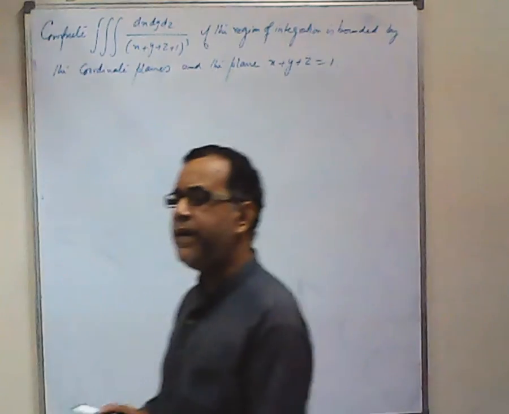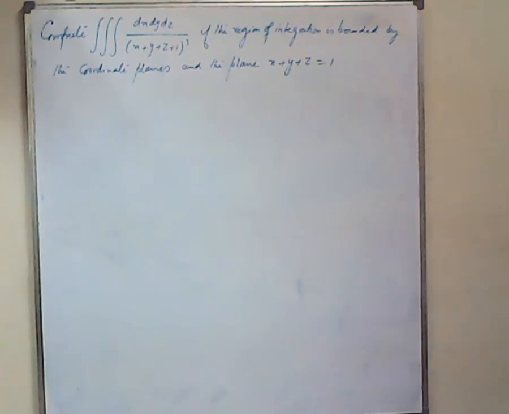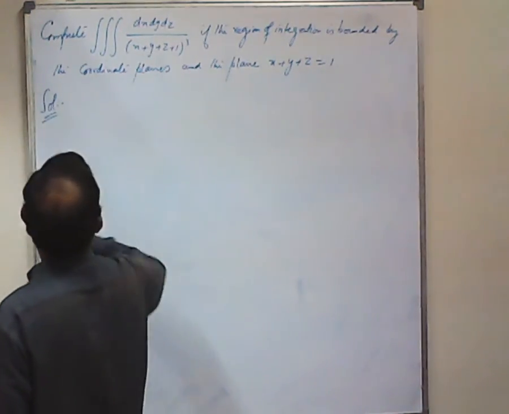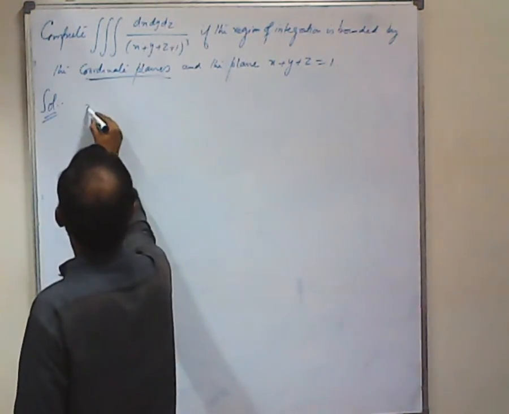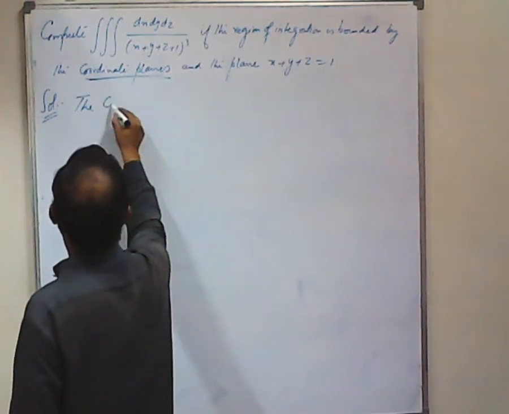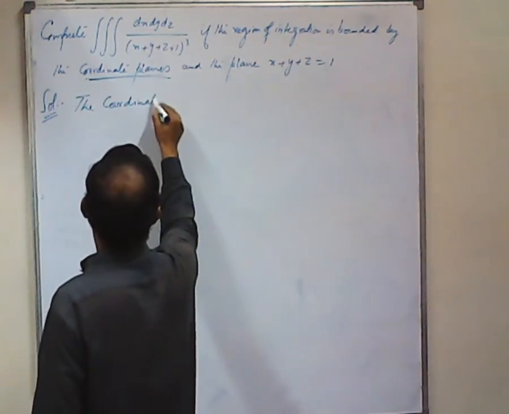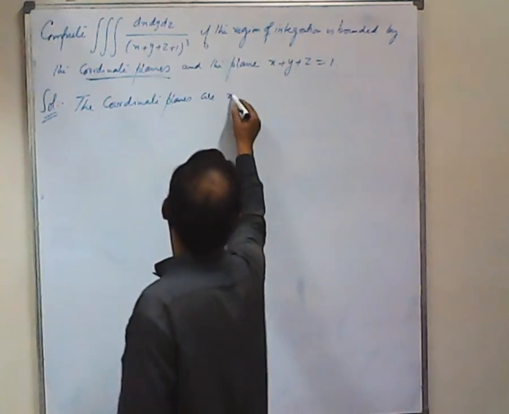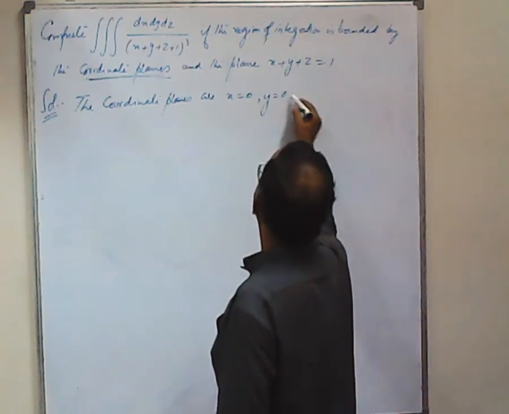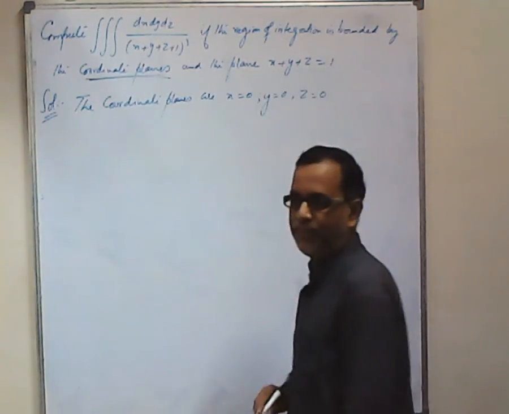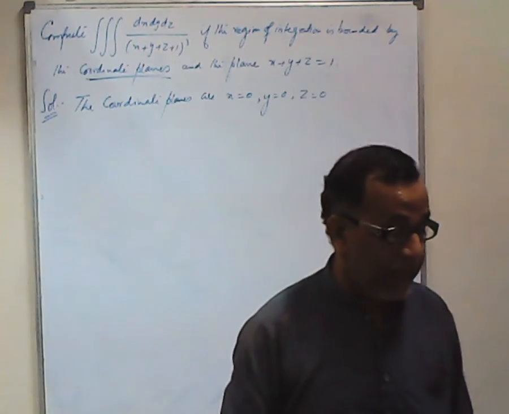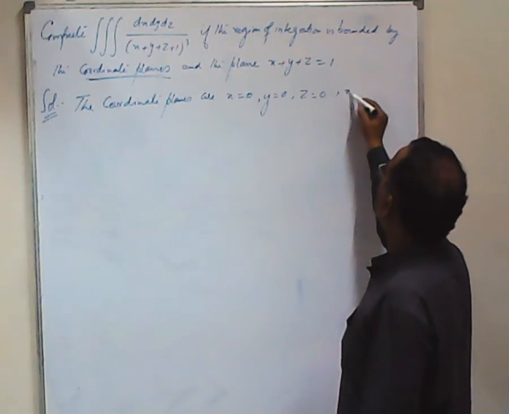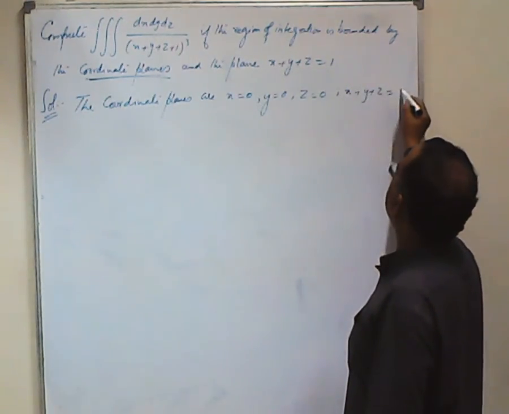This is almost identical kind of example as I did now. Why? Look at the solution. The coordinate planes are x equal to 0, y equal to 0, z equal to 0. These are known as coordinate planes. And then we have x plus y plus z equal to 1.